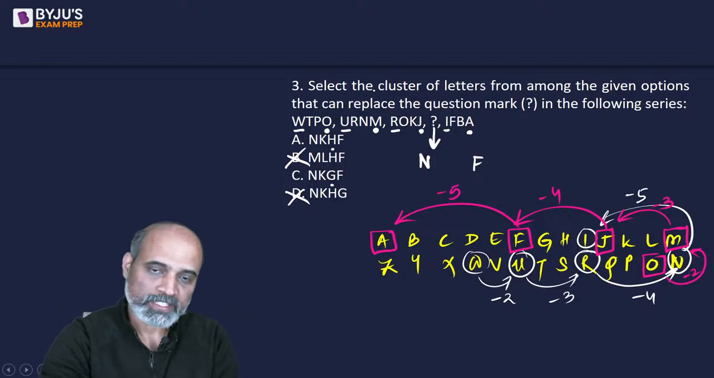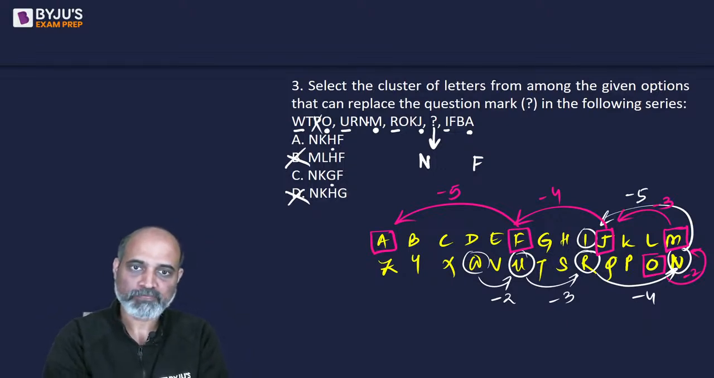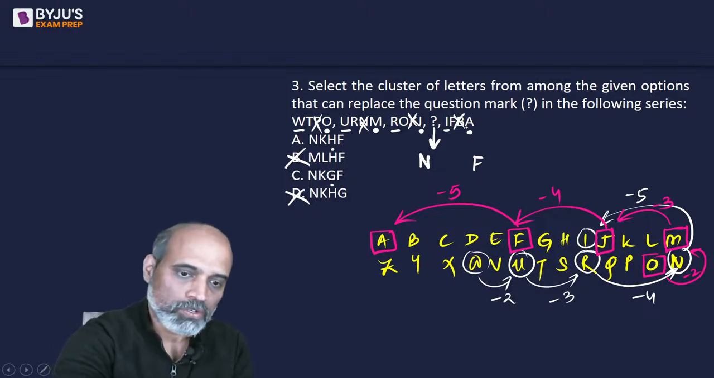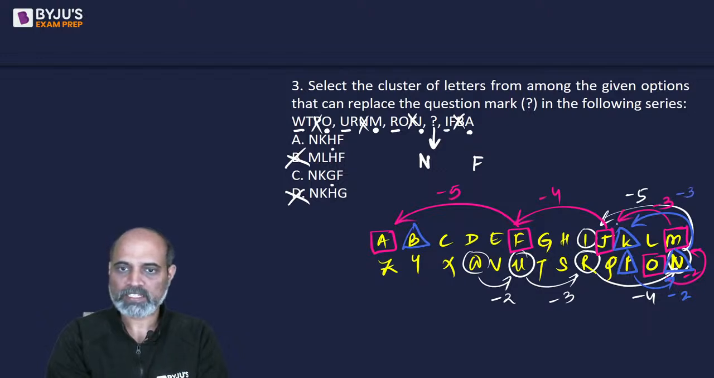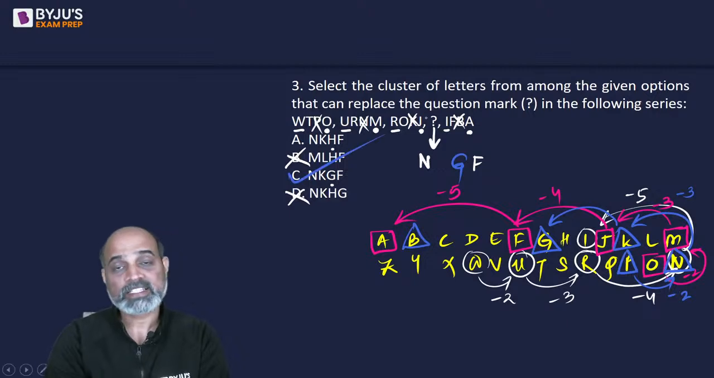So for second last letter, let's look at this. We have P, N, K and B. So P to N there is a difference of 2, N to K there is a difference of 3. So next we need is a difference of 4. So this is where we will stop. So it should have G as the second last. C becomes our answer.